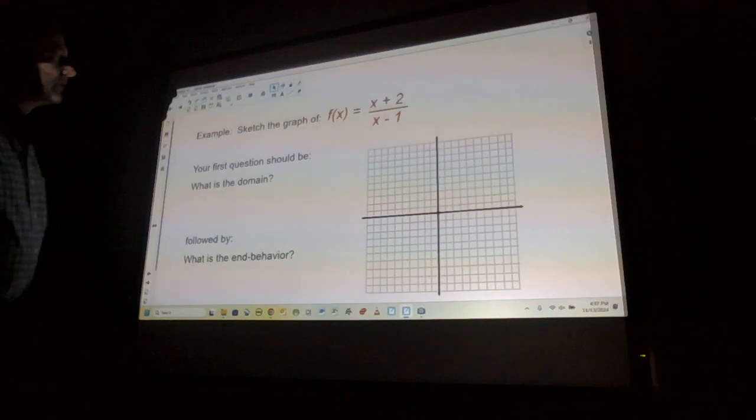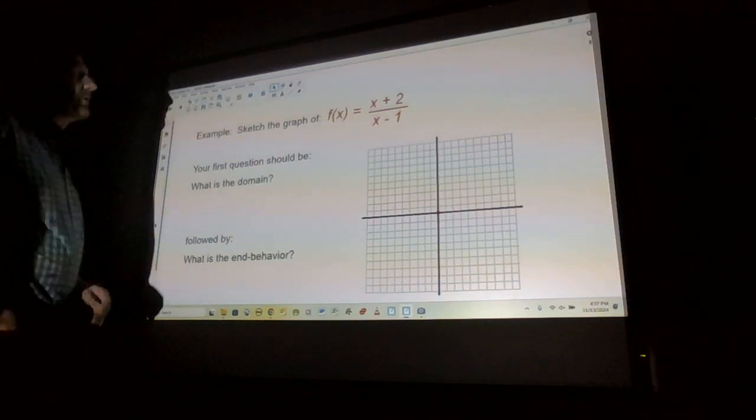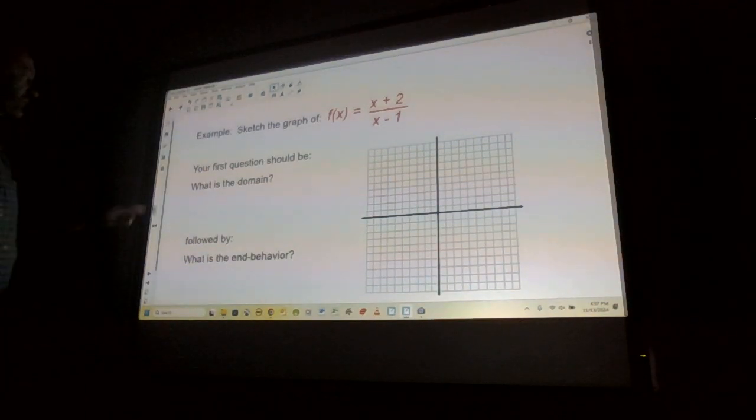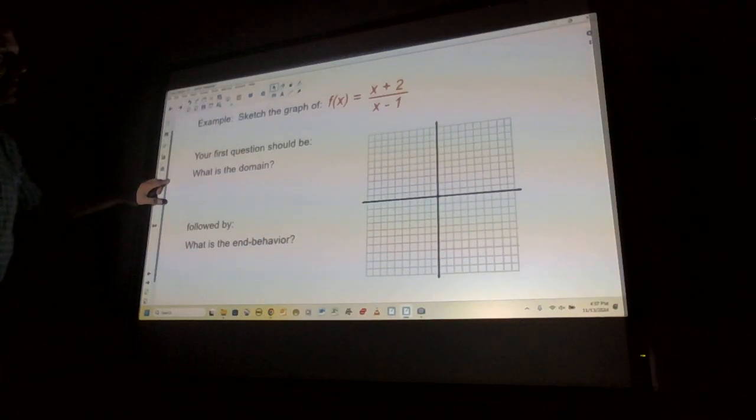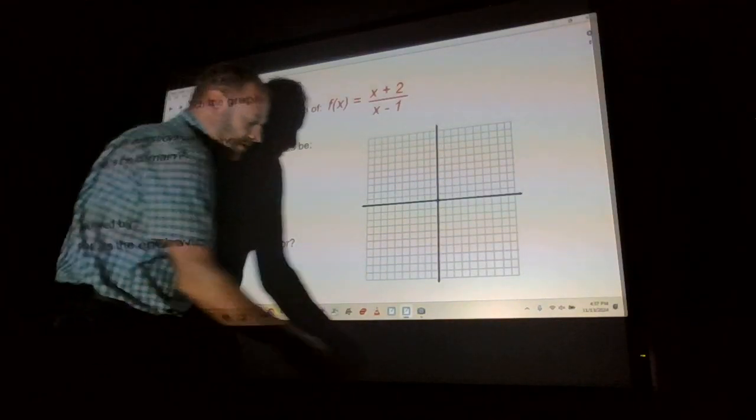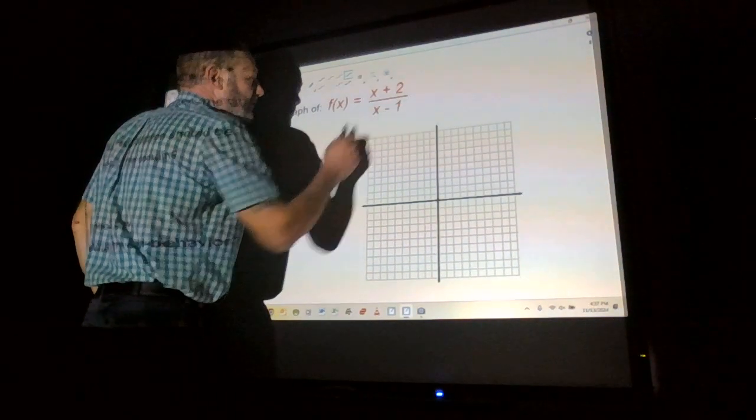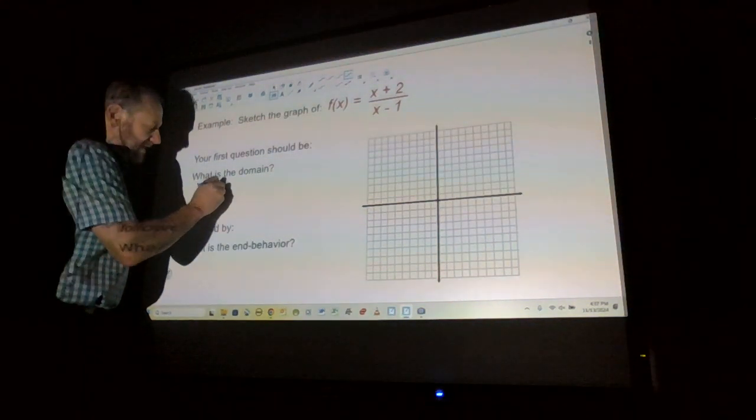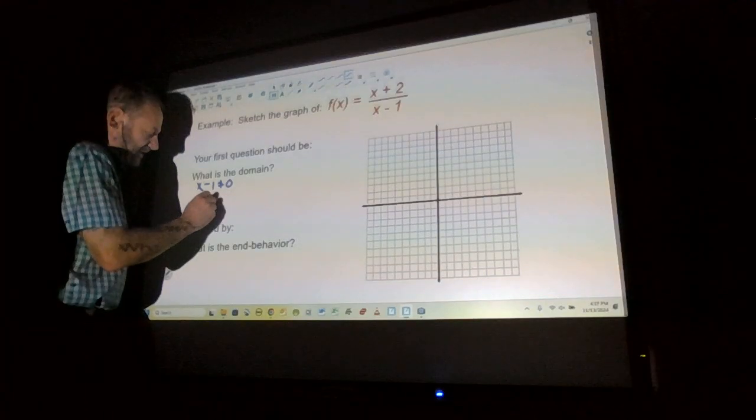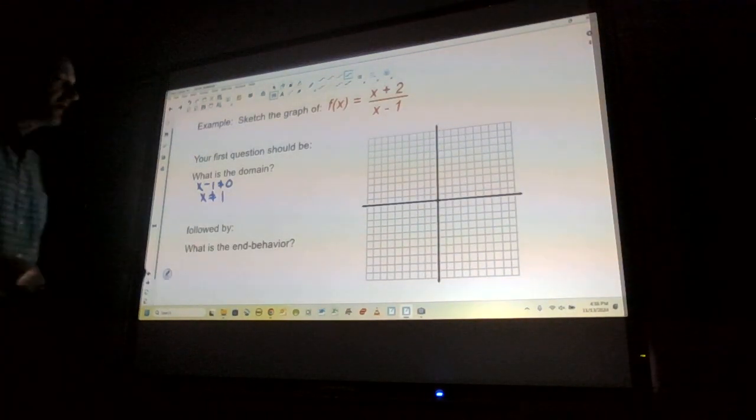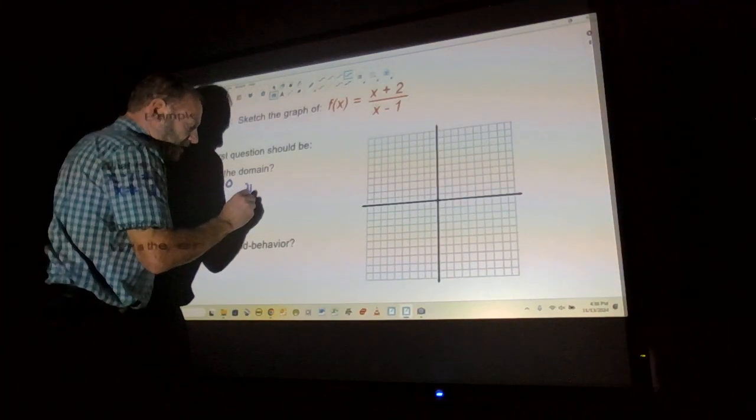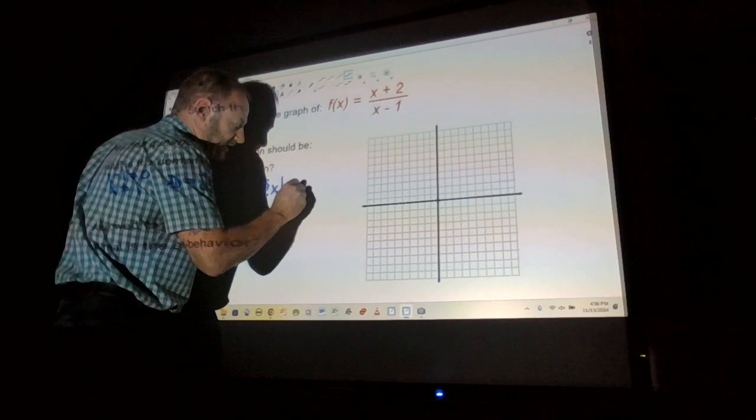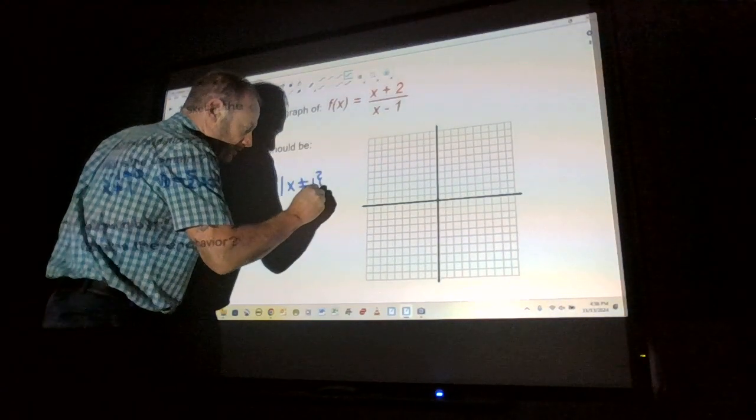Okay, so what does this look like? Here we have a rational function, f of x equals x plus 2 over x minus 1. Now your first question should be, what is the domain? So we look at the denominator. Remember, the denominator can never equal 0. x minus 1 cannot equal 0. So that means that x cannot equal 1. Okay, so my domain is going to be the set of all x's where x is not equal to 1.